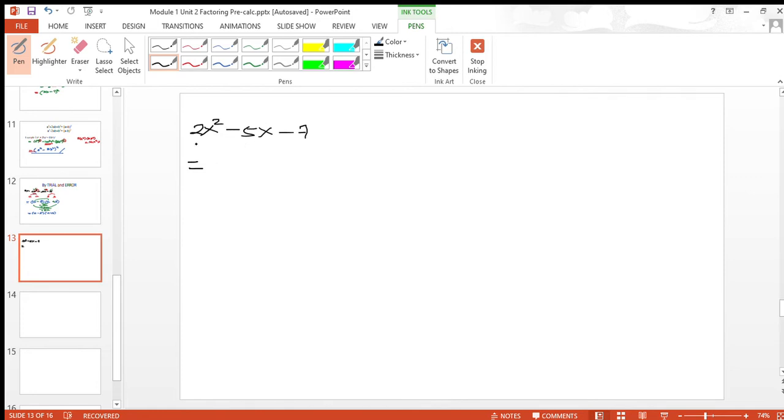So you can inspect first, is this a perfect square trinomial? There must be two perfect squares. 2x squared is not a perfect square because 2 is not a perfect square. Though x squared is a perfect square, 2 is not. 5x is not a perfect square. 7 is also not a perfect square. So definitely, this is not a perfect square trinomial.